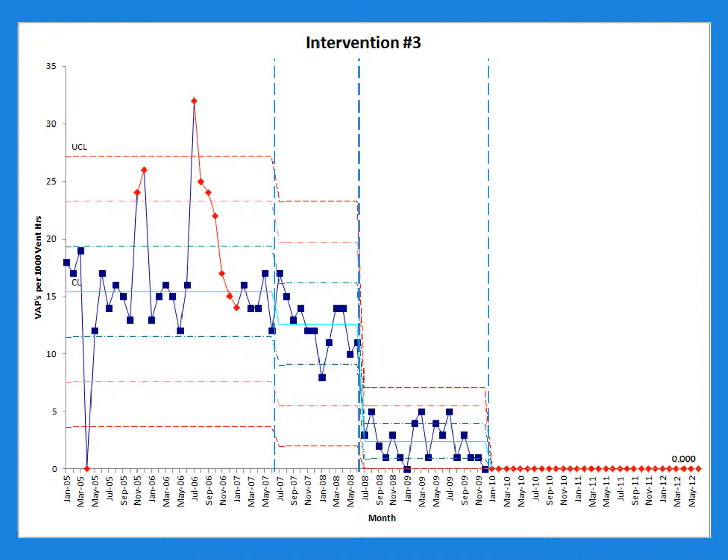And this slide shows what happened after a third intervention, where the rate of the ventilator-associated pneumonias fell to 0, and so the upper and lower control limits were so tight that they were in fact non-existent on either side of the mean line.